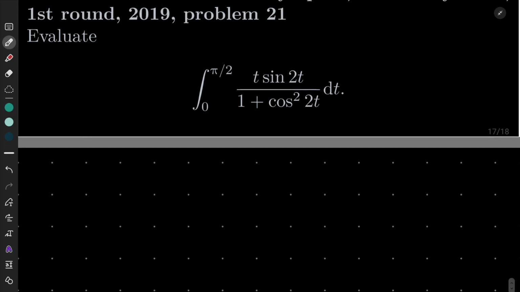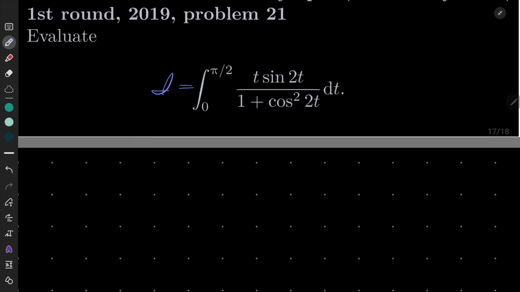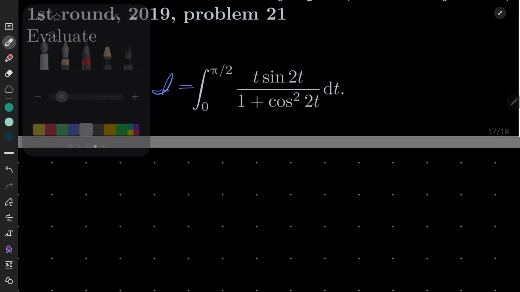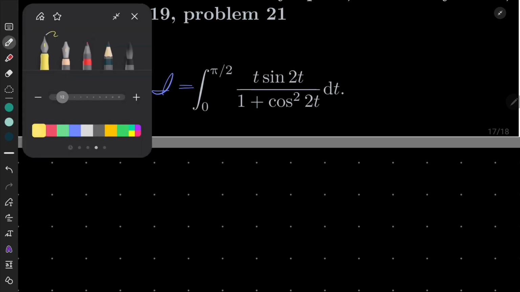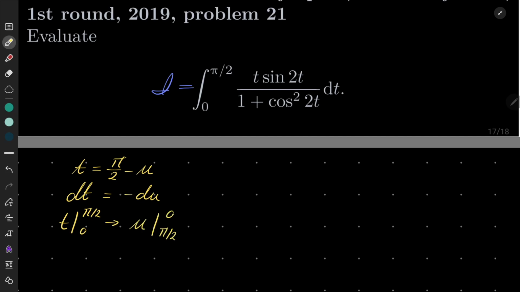Okay, so here comes my solution. First, let I be this integral, and I will make the following change of variables: t equals pi over 2 minus u. What happens then? Then dt is just minus du, and our original bounds of integration, from 0 to pi over 2, become from pi over 2 to 0.